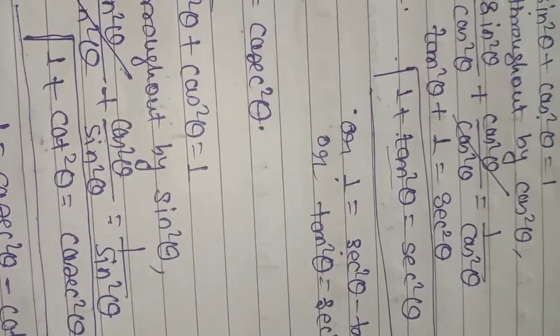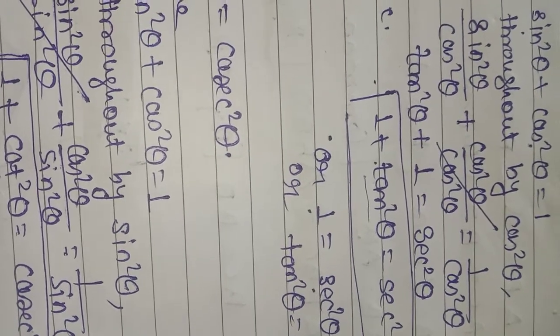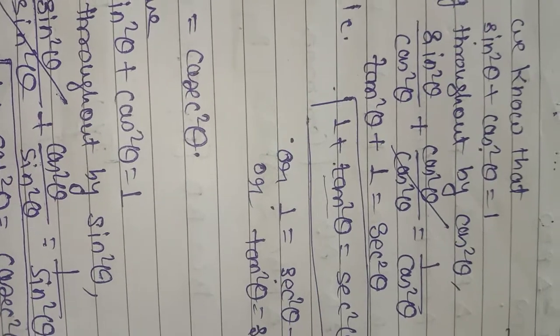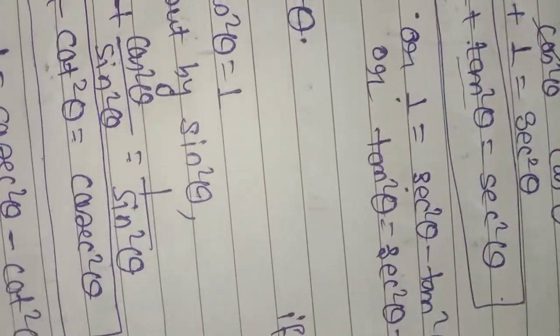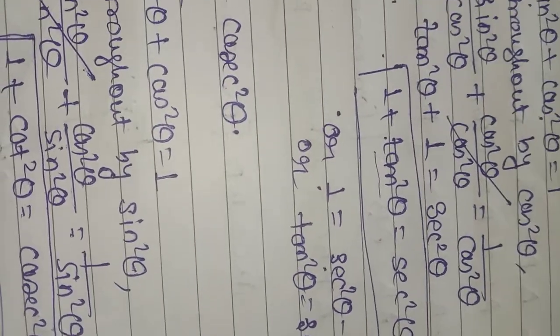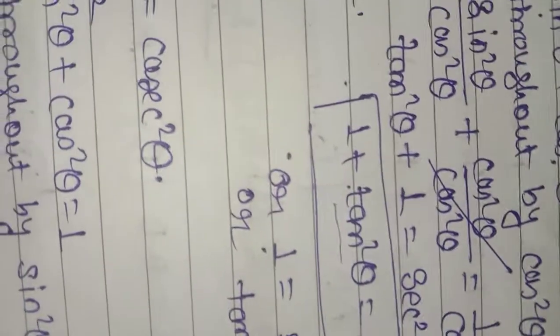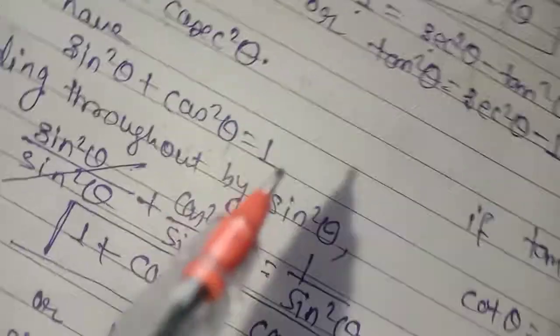So we'll start our exercise. Clear? Both the identities are very easy, only a way to solve it. Okay, so let me move to the exercise question now. Exercise 8.4.